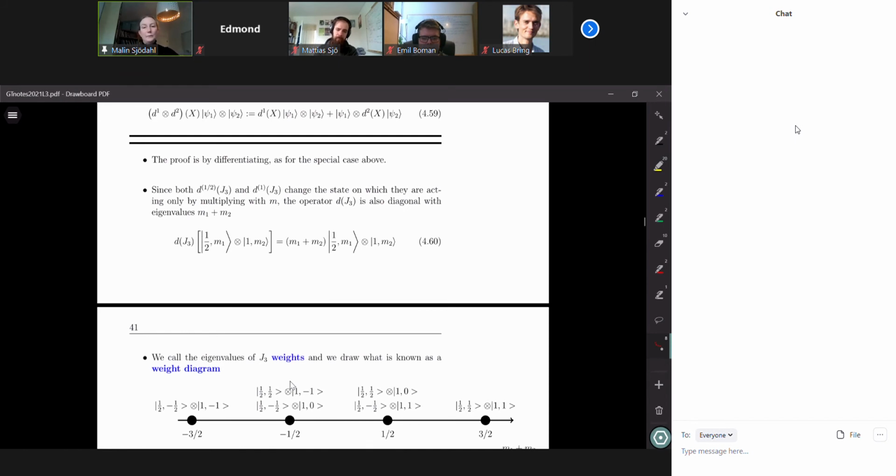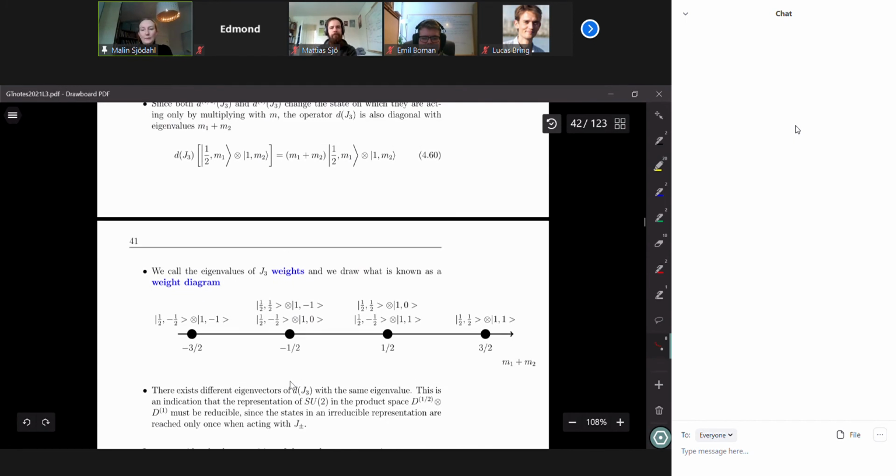So what is that? Well, that is a way of trying to arrange all the states that we have in this direct product space on an axis where we count M1 plus M2. Well, to get the maximal M1 plus M2, we must have the maximal state here and the maximal state here. So then we have M1 plus M2, 1/2 plus 1, that is 3/2.